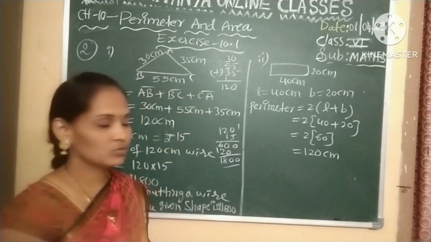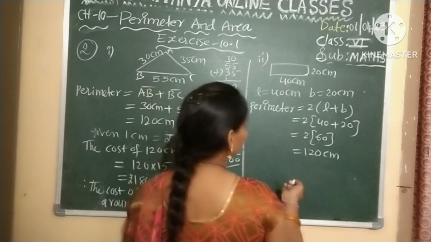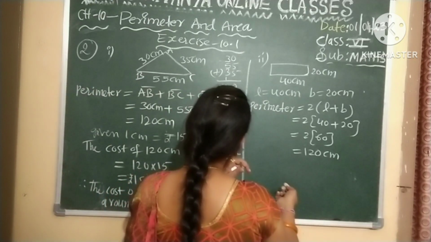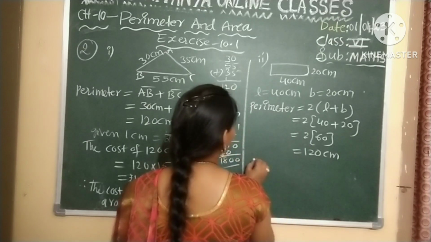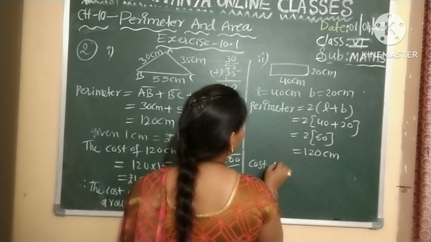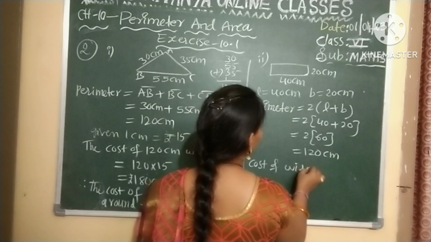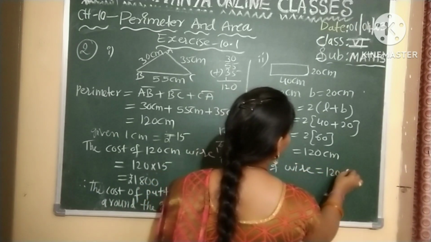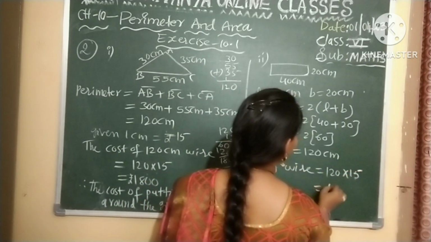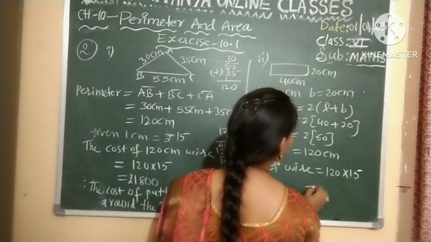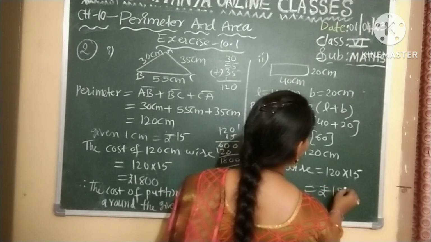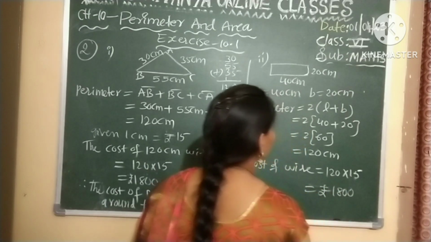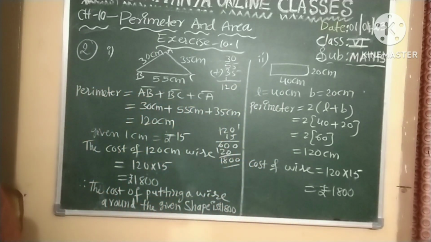Perimeter we got is 120. So you will get the same answer now. So 120 into 15, right? So the cost of fencing, the cost of wire putting around the given shape, 120 into 15, 1800 rupees you will get. Already we did that, 1800 rupees. So the same conclusion you can write.